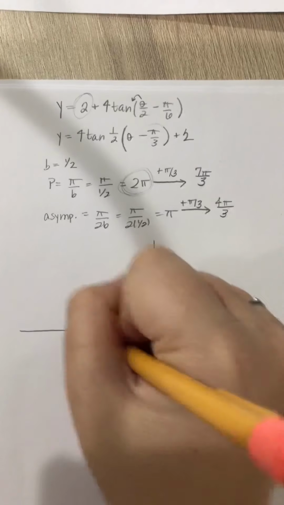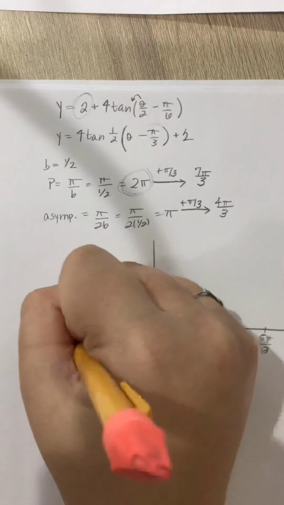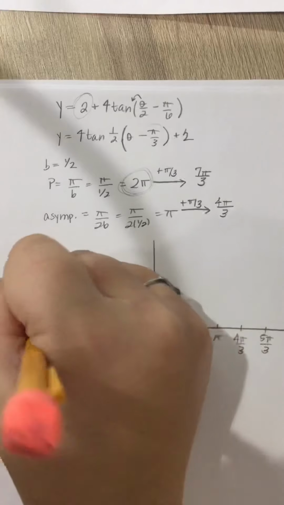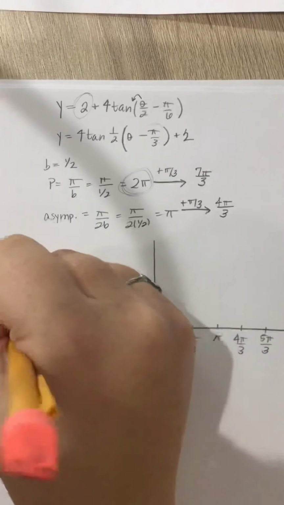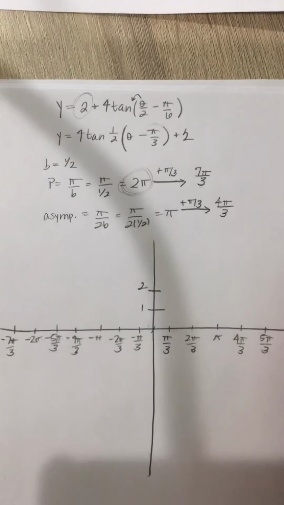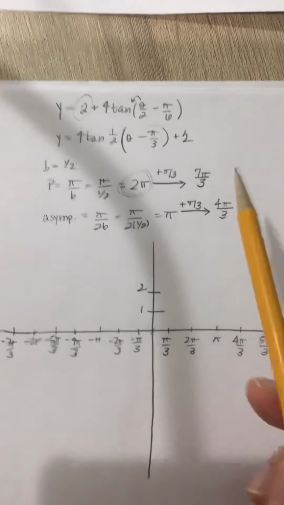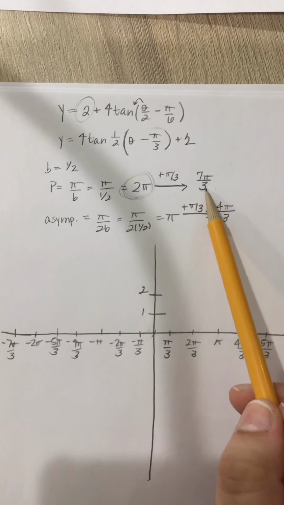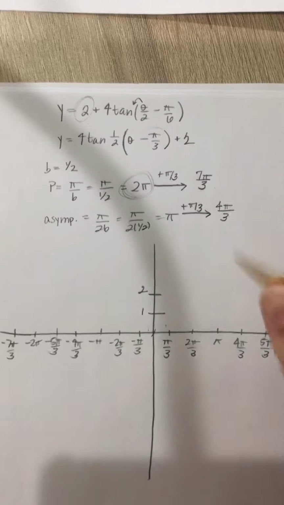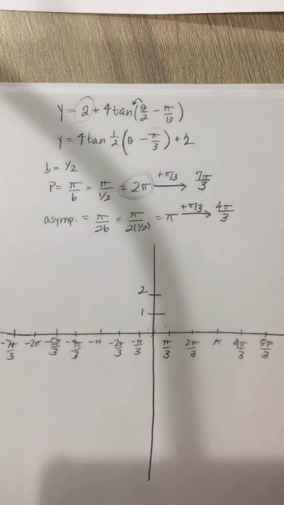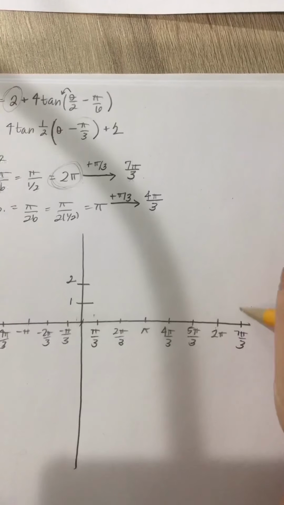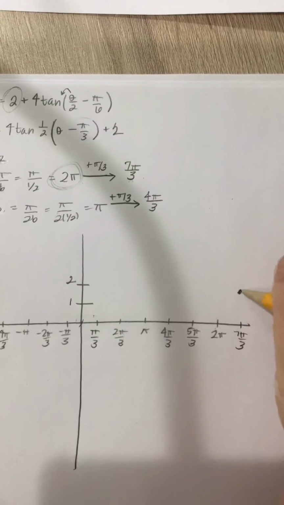Negative 2 pi over 3, negative pi, negative 4 pi over 3, negative 5 pi over 3, and negative 2 pi. And I'm going to go just one more, and you guys will see why in a minute: 7 pi over 3. Okay, because that's what this says. This says our length of 2 pi is now going from pi over 3 to 7 pi over 3. So remember, your period is where your dots are going to go, from 7 pi over 3 to 2, because we have a vertical shift of 2.